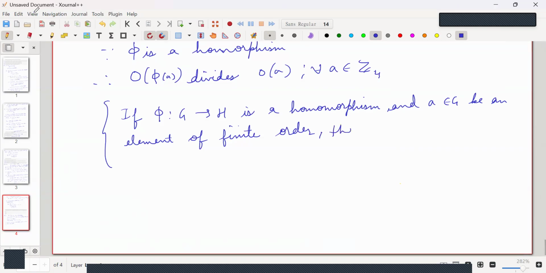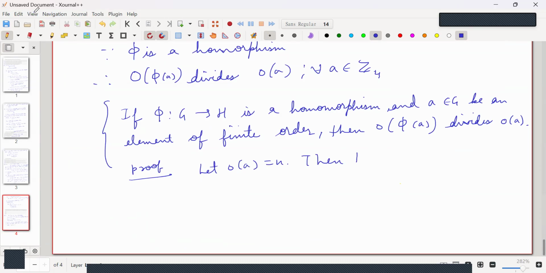Then the order of phi of A divides the order of A. That is the statement, and the proof is: if the order of A is n, then the identity of H is the same as phi of the identity of G, and this is the same as phi of A raised to n, which is the same as phi of A raised to n.